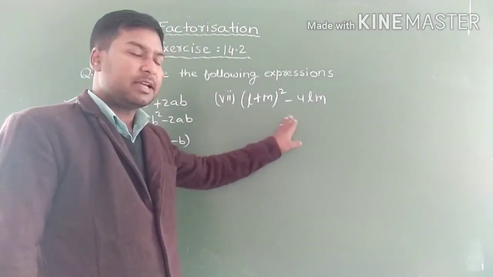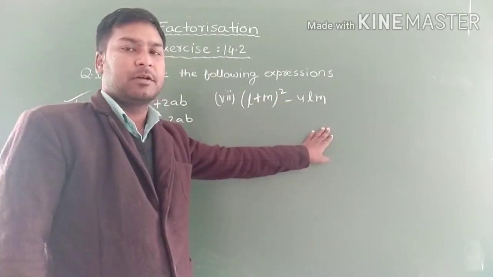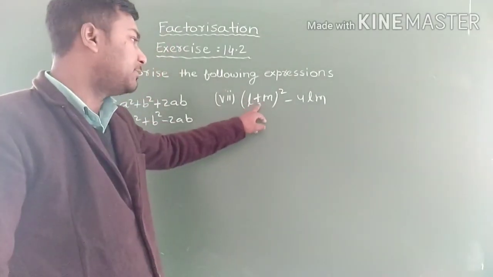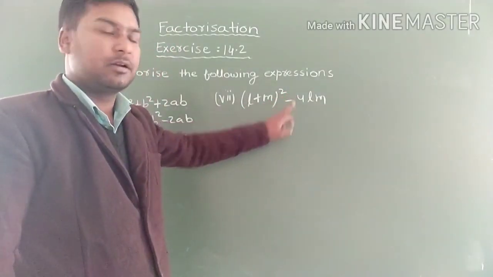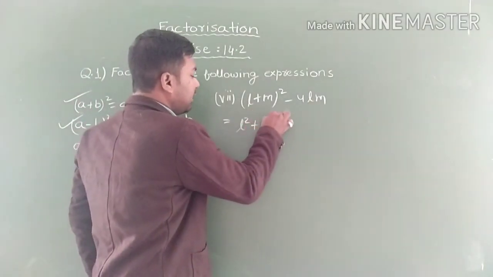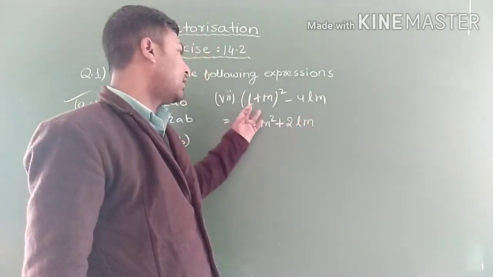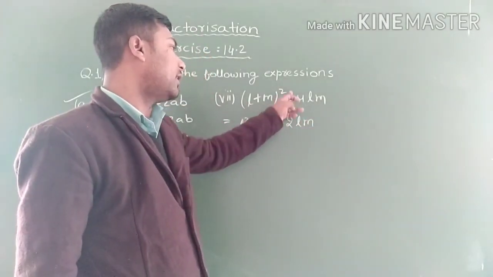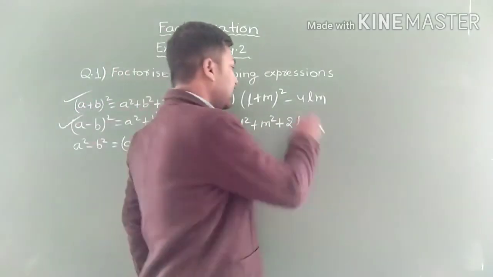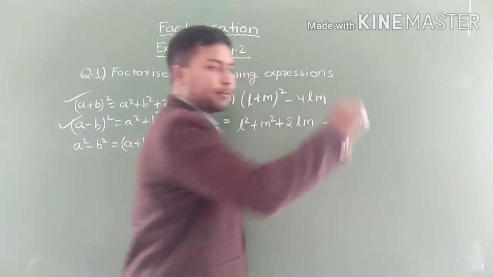Question is given here. L plus n whole square minus 4ln. So first of all we have to simplify it. So this will be a plus b whole square. So just open the bracket. A square, capital L square plus b square plus 2ab, 2ln. Okay, a square plus b square plus 2ab. And this will be minus 4ln. So it will be minus 4ln. Okay.